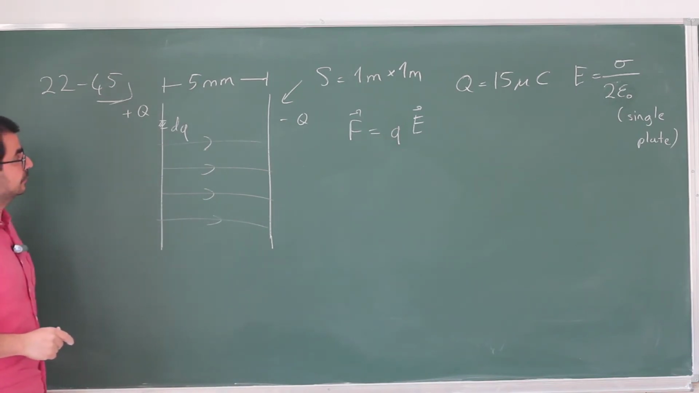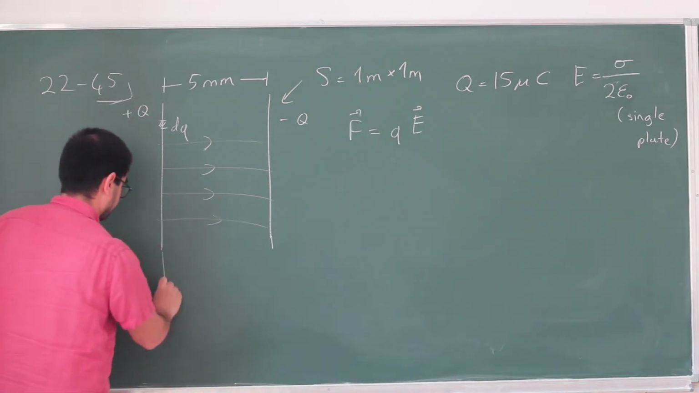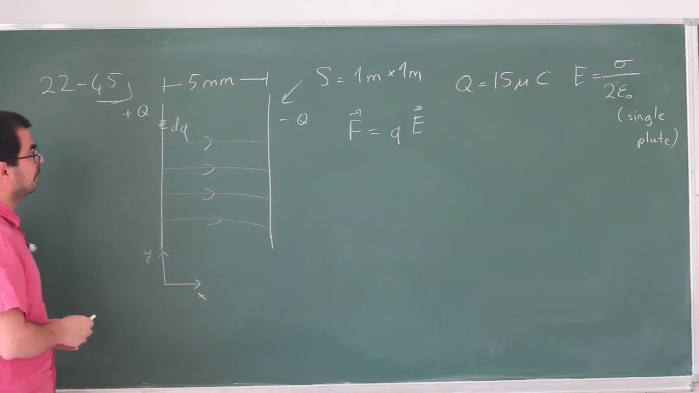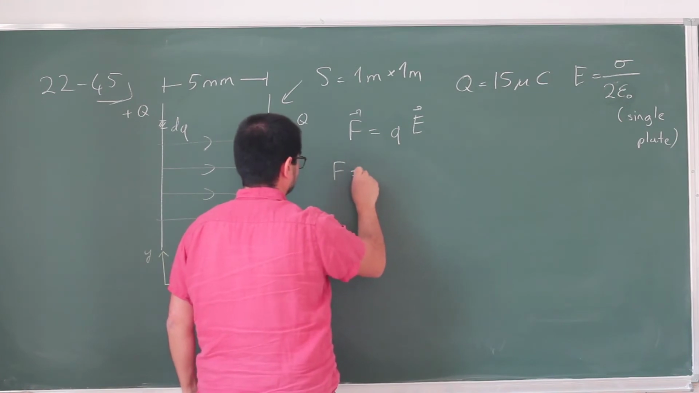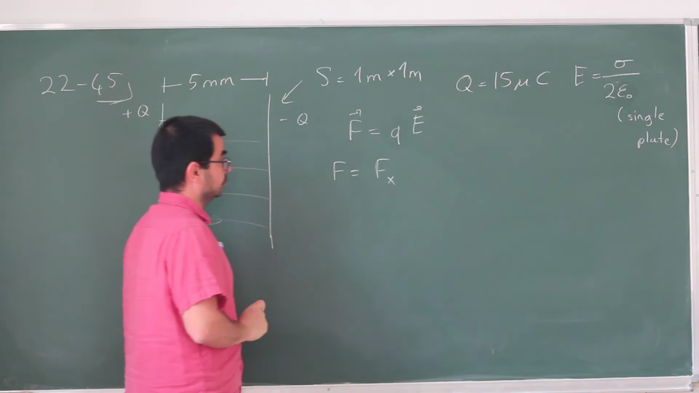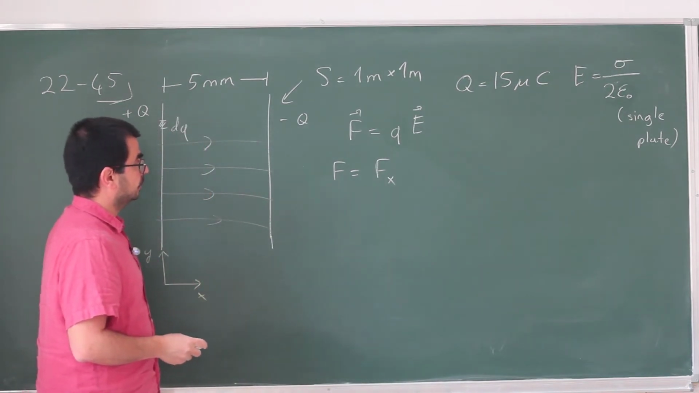Okay, let us write this a bit more explicitly. To do that, I'm going to draw a coordinate system, something like this, over here, so I can actually have components. So this F is just going to be Fx. It's going to feel a force purely in the x direction, an attractive force towards the other plate.